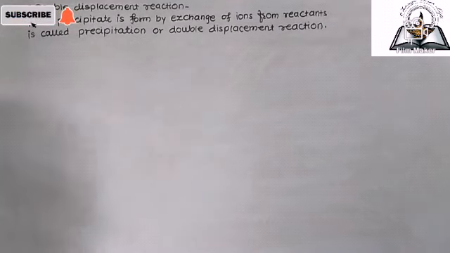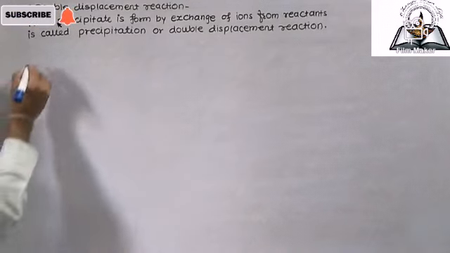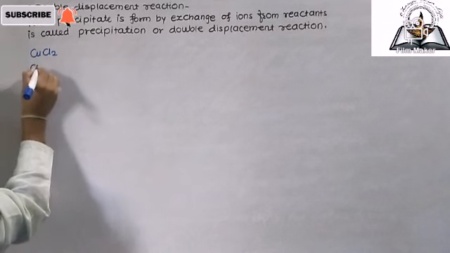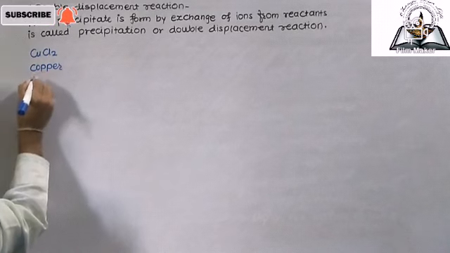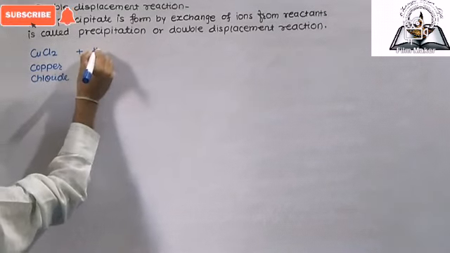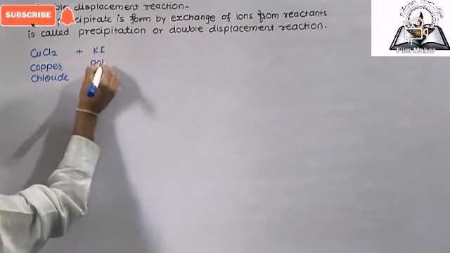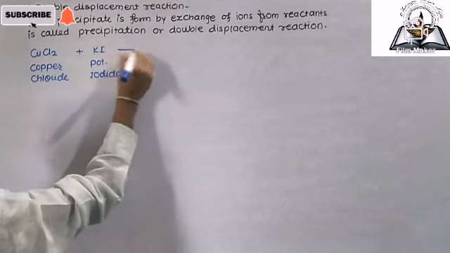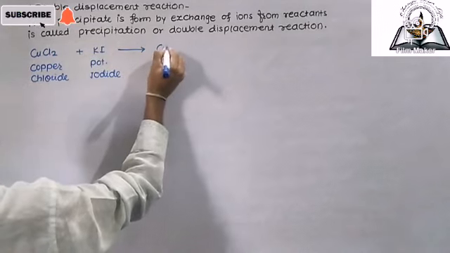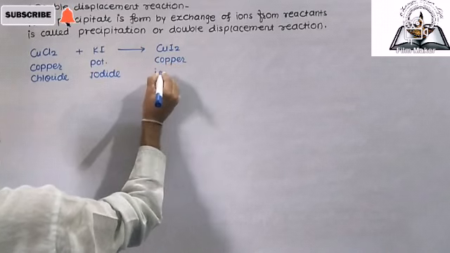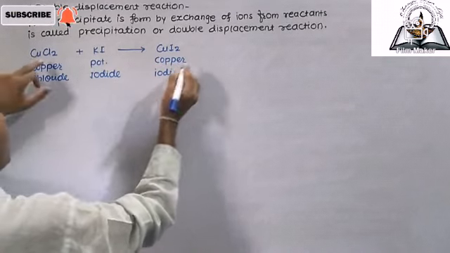जनरली अगर हम एग्जांपल लेते हैं तो फॉर एग्जांपल CuCl2 प्लस KI. CuCl2 यानी कि कॉपर क्लोराइड. सो कॉपर क्लोराइड सॉल्यूशन रिएक्ट विद KI, पोटेशियम आयोडाइड. इसका जो नाम है वो है पोटेशियम आयोडाइड. सो get converted to CuI2, copper iodide, and next one the KCl.